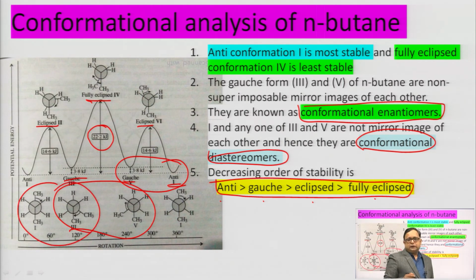So, there are more and more possibilities in case of butane, if we recall ethane. In case of ethane, there were only two possibilities, staggered and eclipsed, but in case of butane a number of conformations are possible, and these conformations result in enantiomers and diastereomers. And the stability order is that anti is the most stable, followed by Gauche, followed by eclipsed, followed by the fully eclipsed.